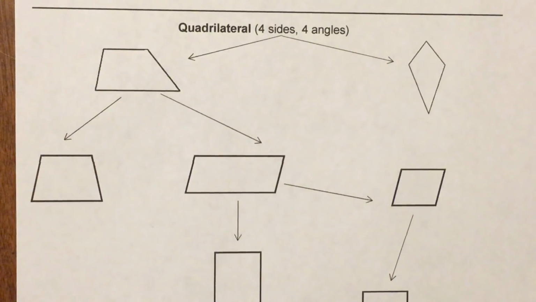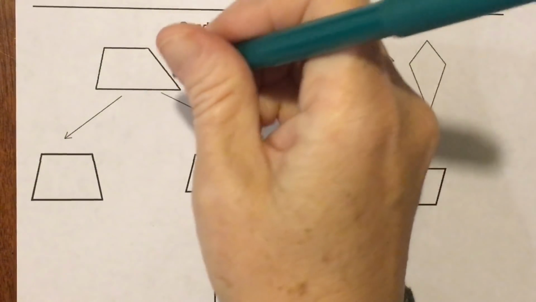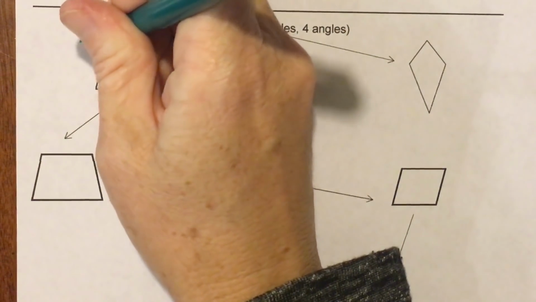Quadrilaterals are polygons that have four sides and four angles. Okay, this is going to be a lot to memorize, but we're going to have to know the names of these shapes. So this first shape that you see on the left, this is called a trapezoid.